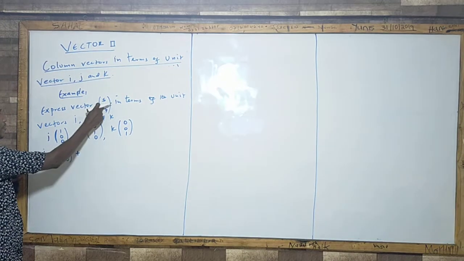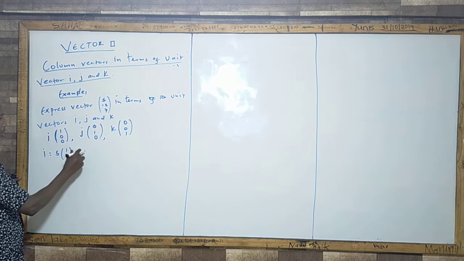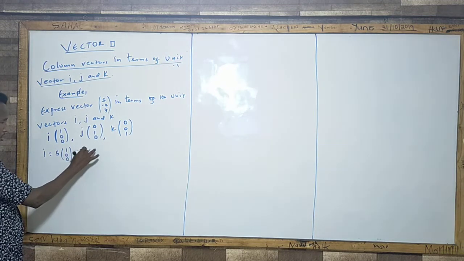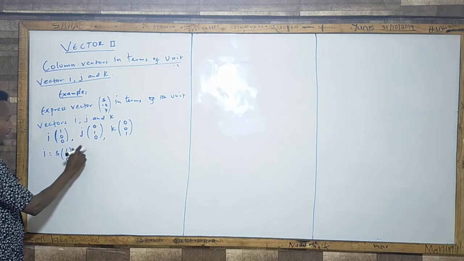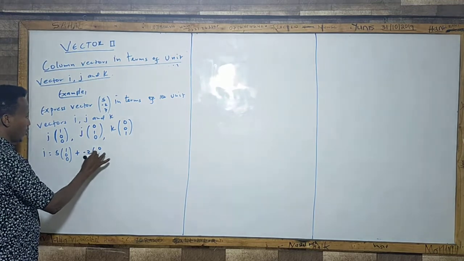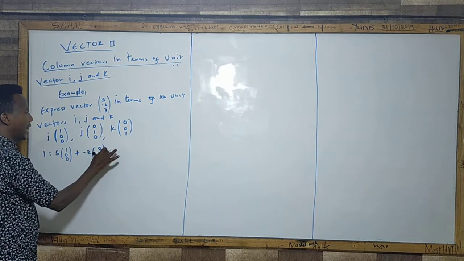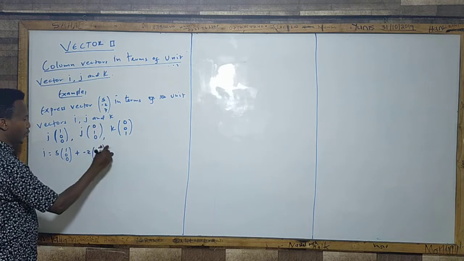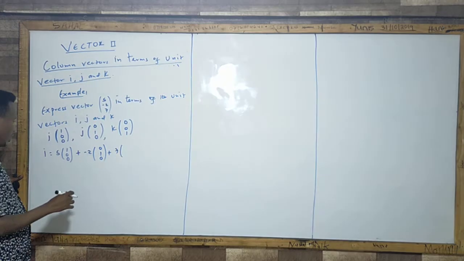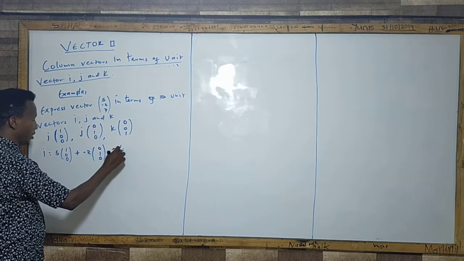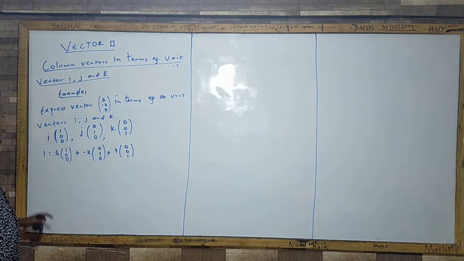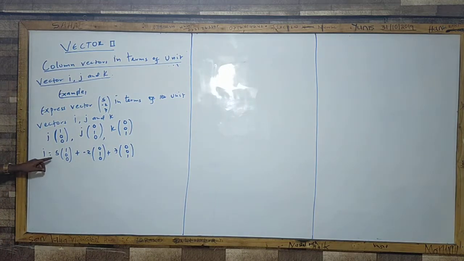For j now we have -2, and j is this one. So we can say -2 into, we are dealing with the j, yeah? 0 1 0, plus then we will have this one as 7 into k, which is k value is what? 0 0 1. Just understand that, yeah? This is how it takes.